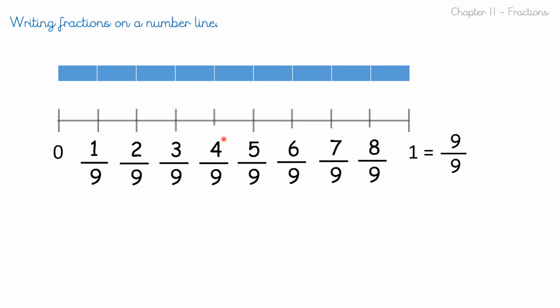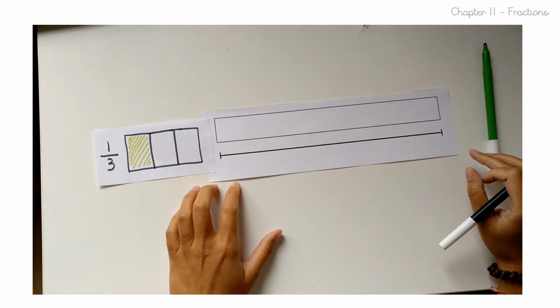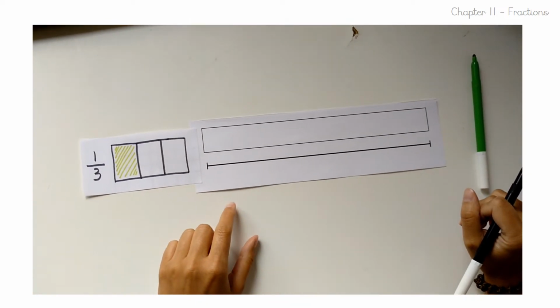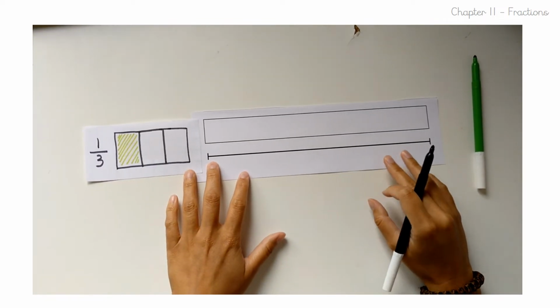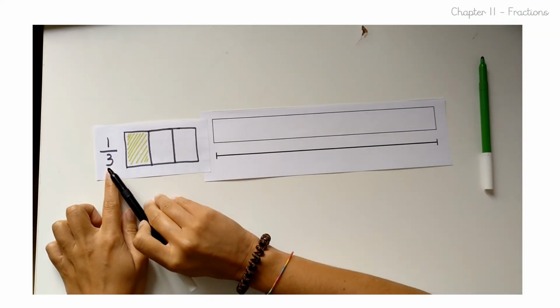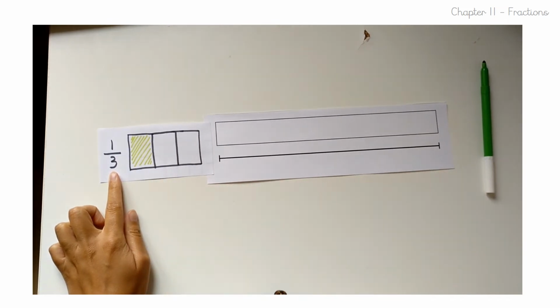So this is how you write fractions in a number line. It's exactly the same as if you were counting the parts in a fraction bar, but you're just writing them down on a number line. Now I'm going to show you how to use a number line in order to find the equivalent fractions. And we're going to start by looking at this picture.